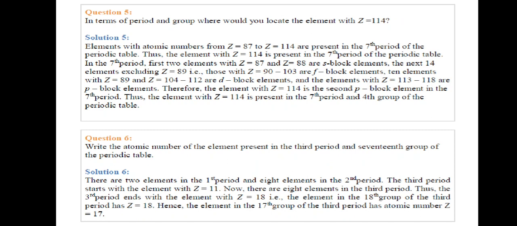Now there are 8 elements in the 3rd period. Thus, the 3rd period ends with atomic number Z equals 18. That is, the element in the 18th group of the 3rd period is Z equals 18. Hence, the element in the 17th group of the 3rd period has Z equals 17. 18th में atomic number 18 है, तो 17th में Z equals 17 होगा. So we are talking of chlorine here.